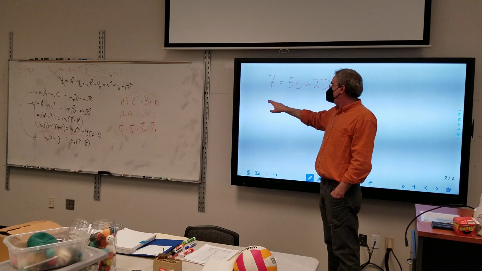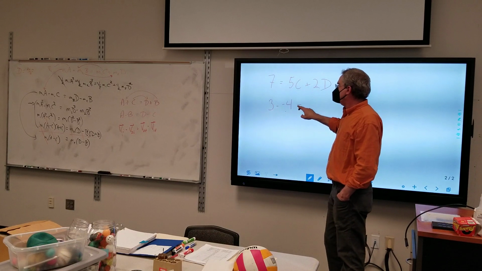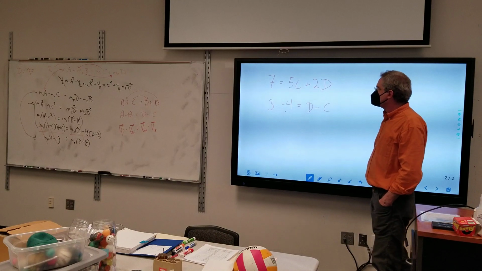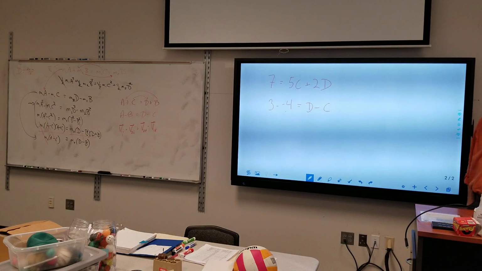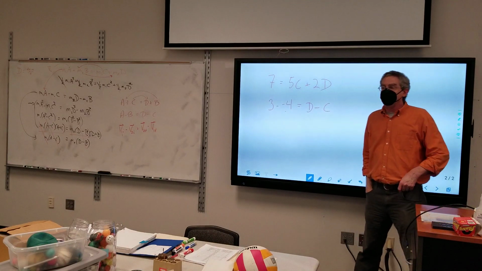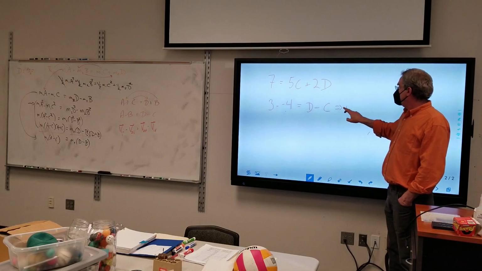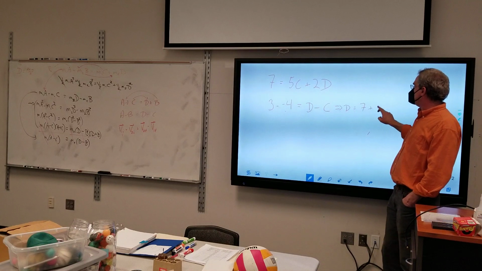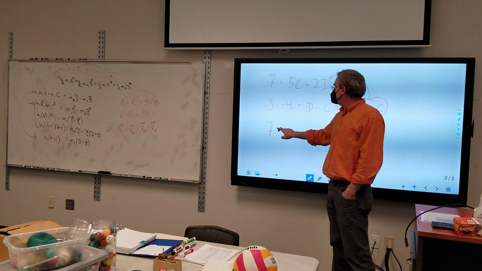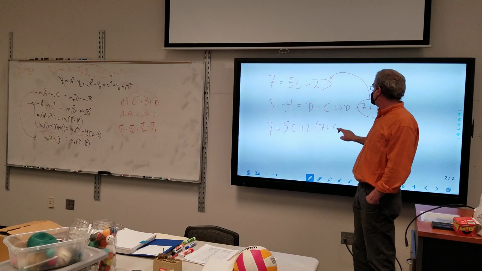So we have 3 minus -4 equals D minus C. I have two equations, two unknowns. And if I just solve for D here, D is equal to 7 plus C. Plug that in. So 7 is equal to 5C plus 2 times (7 plus C).